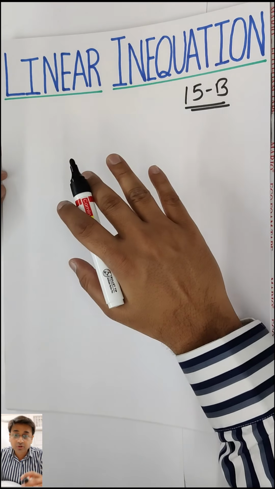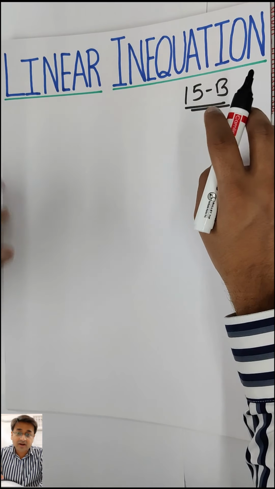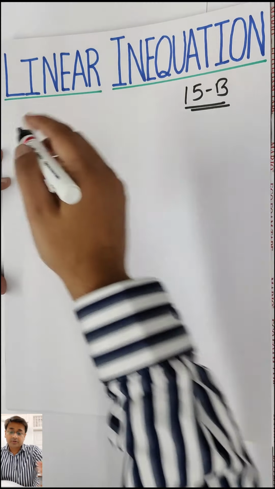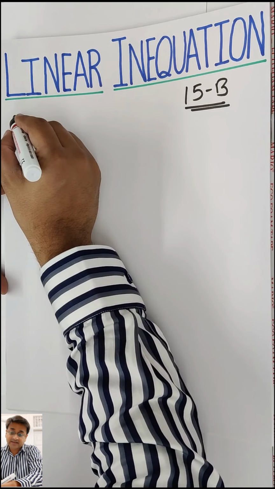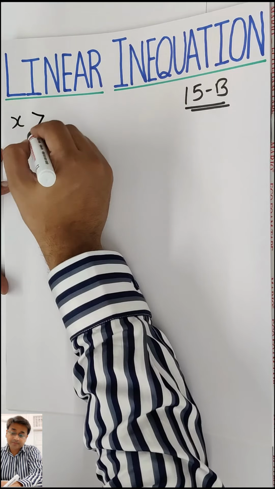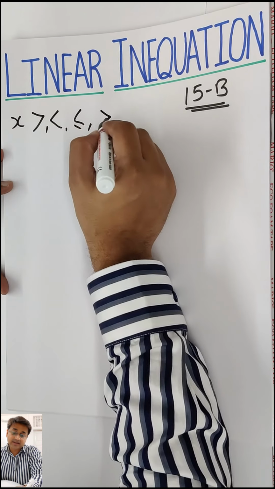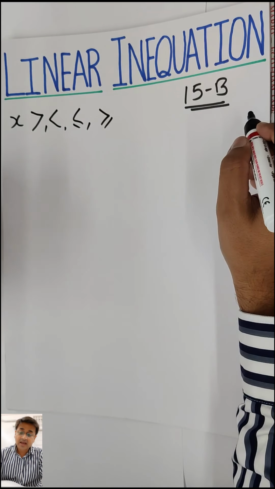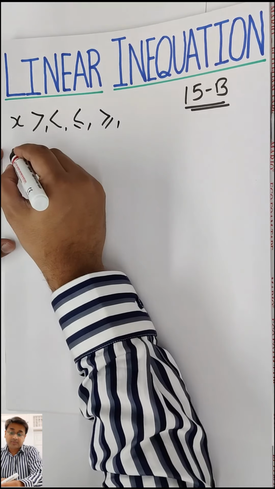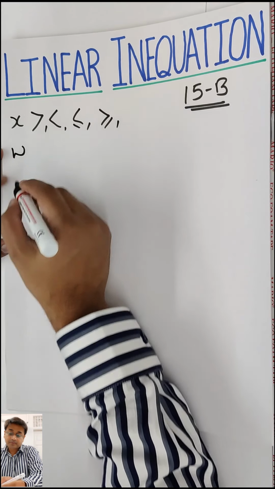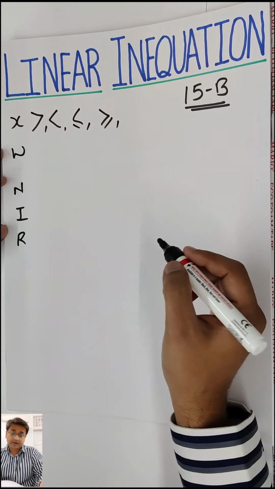There are a few do's and few don'ts. Before we get onto the number line, just quickly revising what we did in the earlier video. You had three things, if you remember: X belongs to, greater than, less than, greater than or equal to, and less than or equal to. These were the four signs, and we are very much familiar with these four signs. Then we also understood W, N, I, and R, correct?